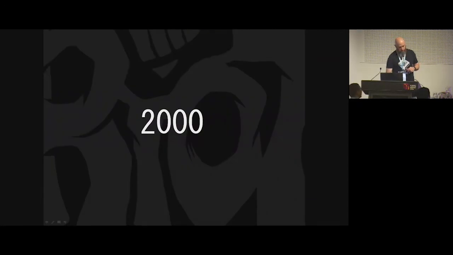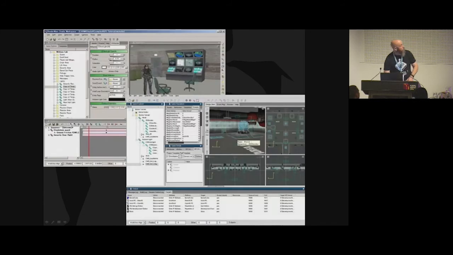2000. What happened in 2000? Windows 2000 was released. PlayStation 2, that was a big changer. And the Pentium 4 was released, and the first gigahertz chips were released also. Renderware was released earlier on, with the first games on Renderware about 1996.